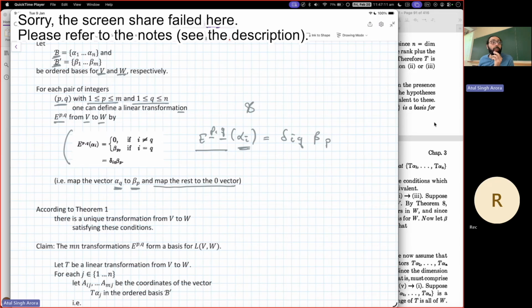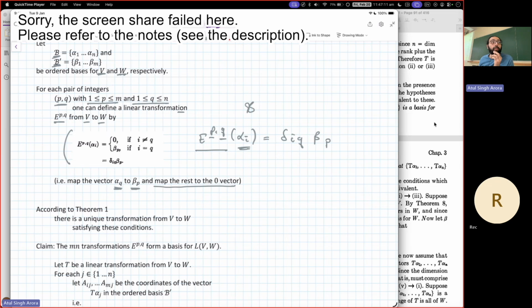Okay, so theorem 1 says the following. It says that there's precisely one linear transformation that takes you from the basis of V to the basis of W. This was the first theorem we proved. You have some basis in V, and you have some basis in W, and the linear transformation is just mapping that basis from V to W. Then this mapping is unique.